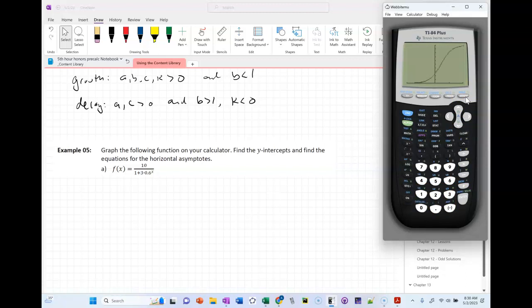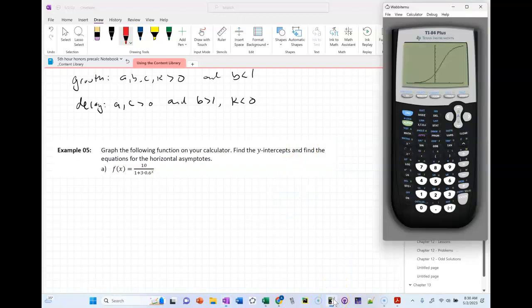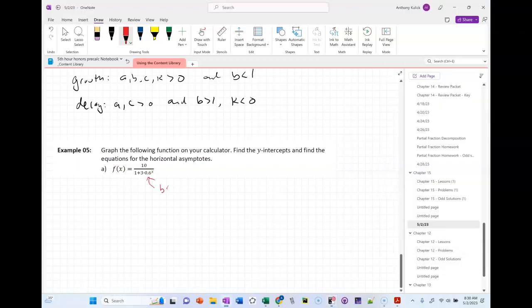So there's the graph of my logistic. Notice it kind of looks like the letter S there a little bit. Sometimes these are called S curves for that reason. What would you notice here, is this growth or decay, if I look at the picture? Growth, because it's getting bigger as you move from left to right. That supports B being less than 1.